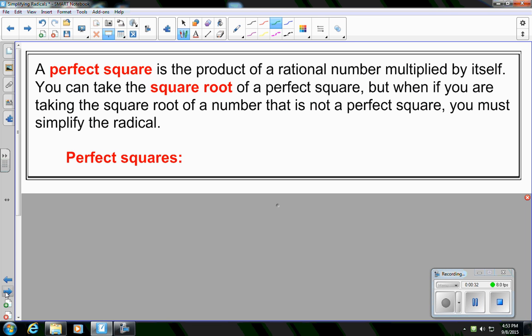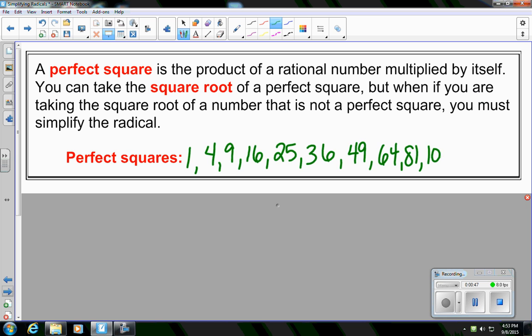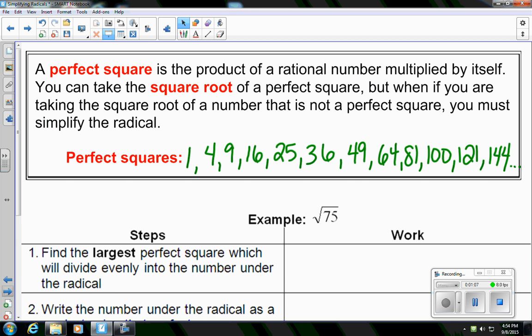And you should know the perfect squares from 1 to 144. So 1, 4, 9, 16, 25, 36, 49, 64, 81, 100, 121, 144. If you don't remember these, you can simply find them by writing out a list. 1 squared is 1, 2 squared is 4, 3 squared is 9, 4 squared is 16, 5 squared is 25, and so on.